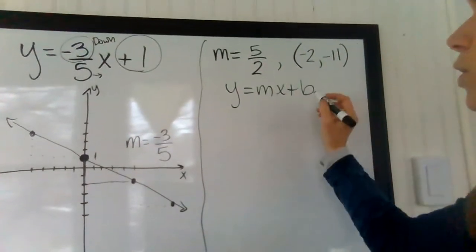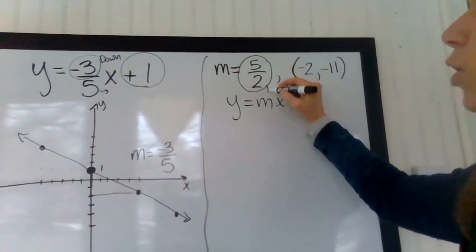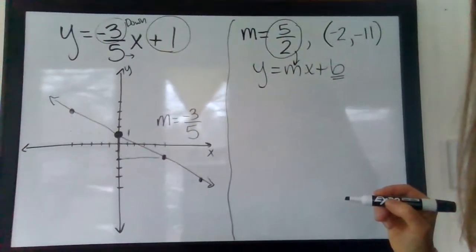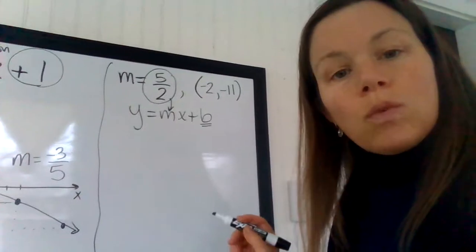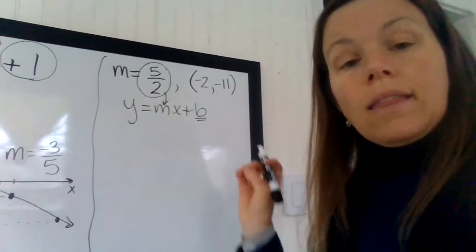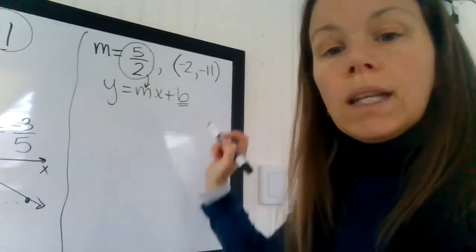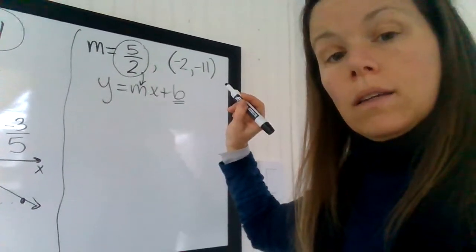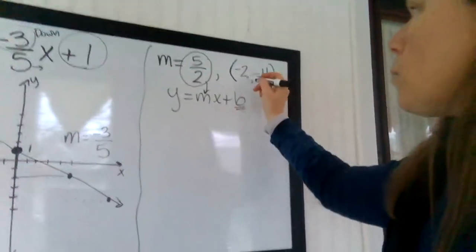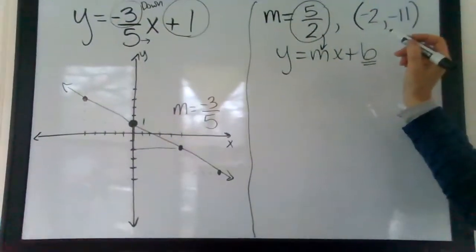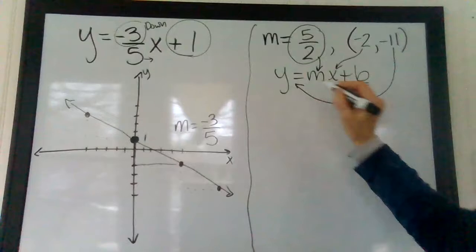Because I would say that the thing we don't know is b. We do know that 5/2 is the slope, so I can plug in or substitute 5/2 for the m. And what else do we know? We know 1 point, which means that those x and y values work in the equation, meaning if I plug them in for x and y, then they will work in this equation when b is in place. So I can plug this negative 2 in where the x is, and I can plug the negative 11 in where the y is.